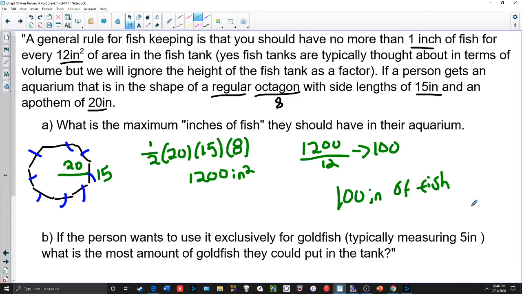But even further, let's say there's a doctor's office or something, and they want specifically goldfish. So all they want is goldfish in this tank. And they do some research, and they found that the average measure for a goldfish is usually 5 inches. So how many goldfish can they put in the tank?